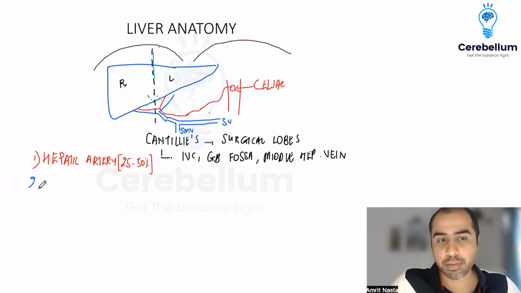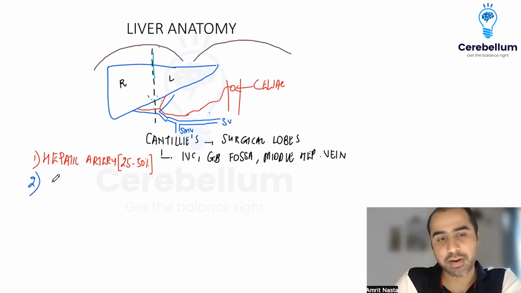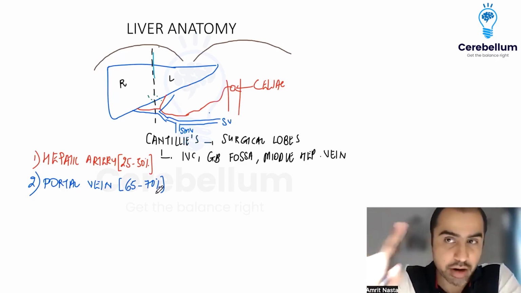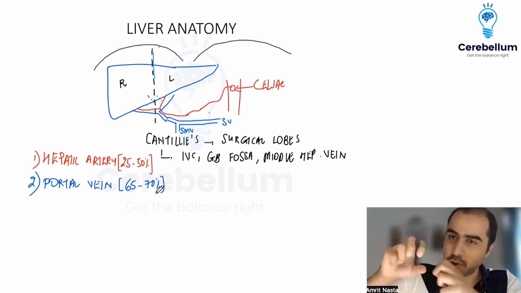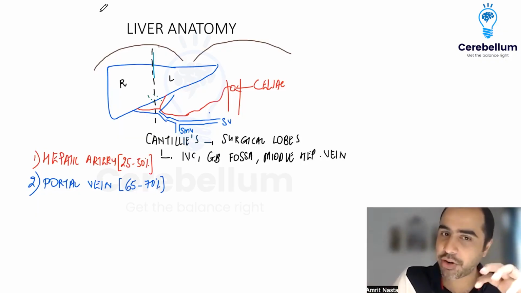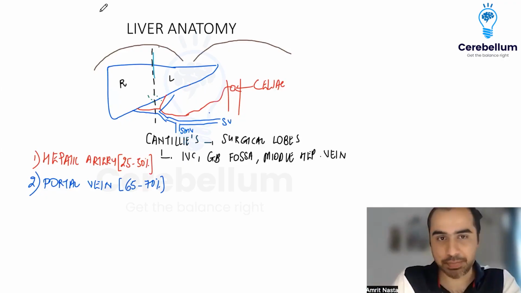So left half of liver will get left portal vein, right half of liver will get right portal vein. So portal vein also divides the liver into left and right branches. This will be about 65 to 70% of the liver. So the main blood supply of the liver is not an artery, it's a vein. This portal vein collects all the blood from the intestines, basically. So whatever kachra you eat or drink, it goes into the portal vein from the intestines, right?